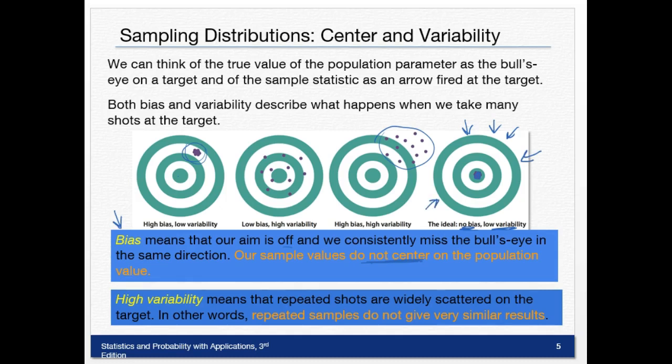So write this down for high variability. What does that mean? It means that repeated shots are widely scattered on the target. Repeated samples do not give very similar results, okay?